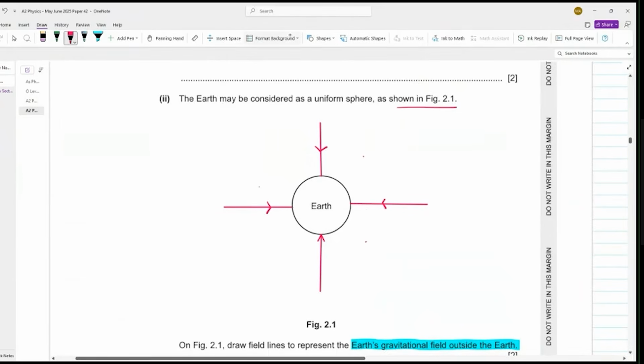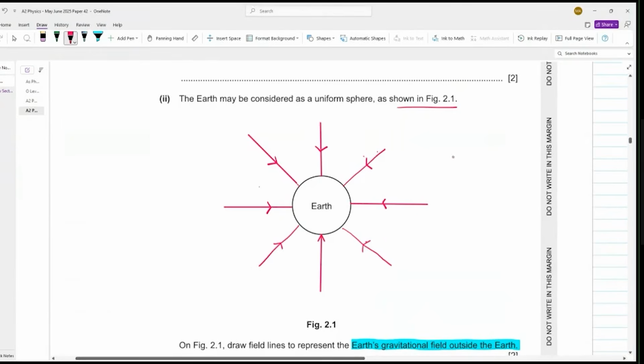And all the lines will be pointing inward like this. Why? Why do you think all the lines are pointing inward? Because gravitational field is attractive. Gravitational field is always attractive.